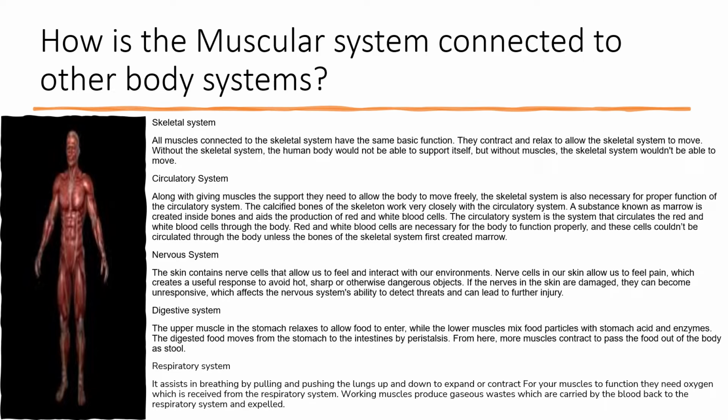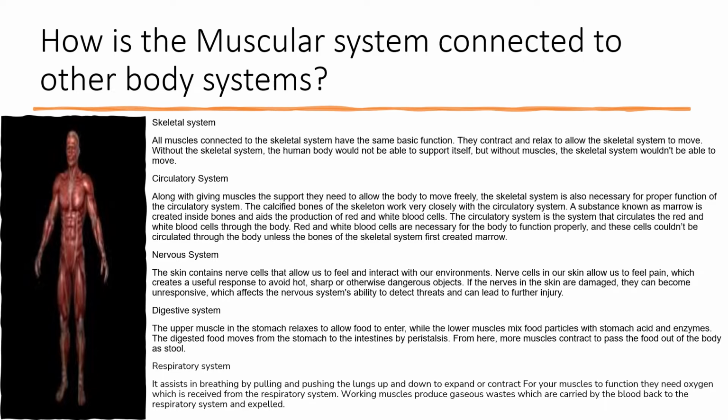The circulatory system is the system that circulates the red and white blood cells through the body. Red and white blood cells are necessary for the body to function properly, and these cells couldn't be circulated through the body unless the bones of the skeletal system first created marrow.